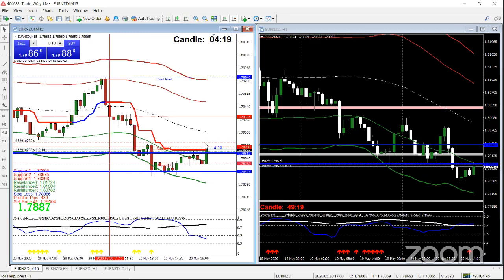I want you to be patient. Took out the targets already, so I don't know if this is gonna survive, because target 1 and target 2 are hit already, so perfect time to violate this. We'll see.